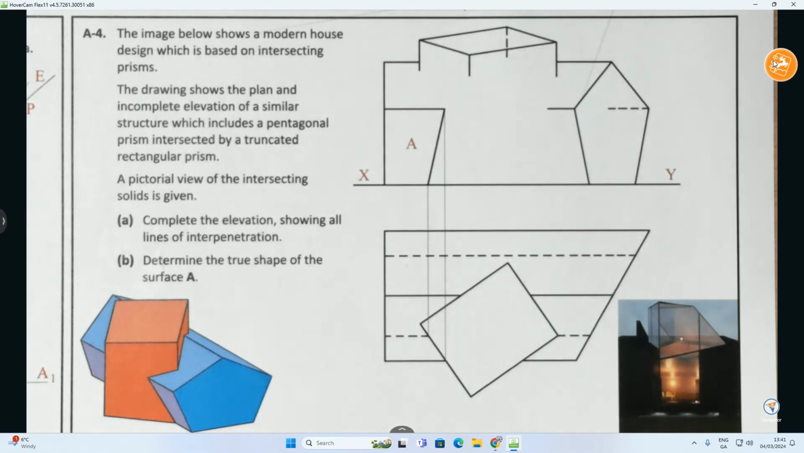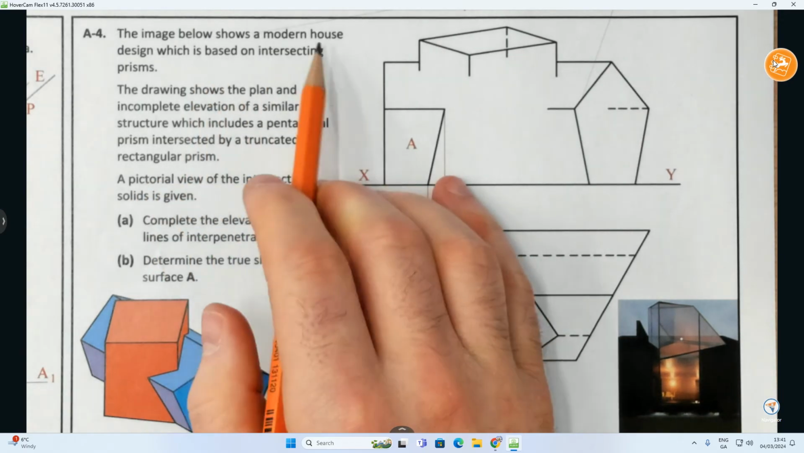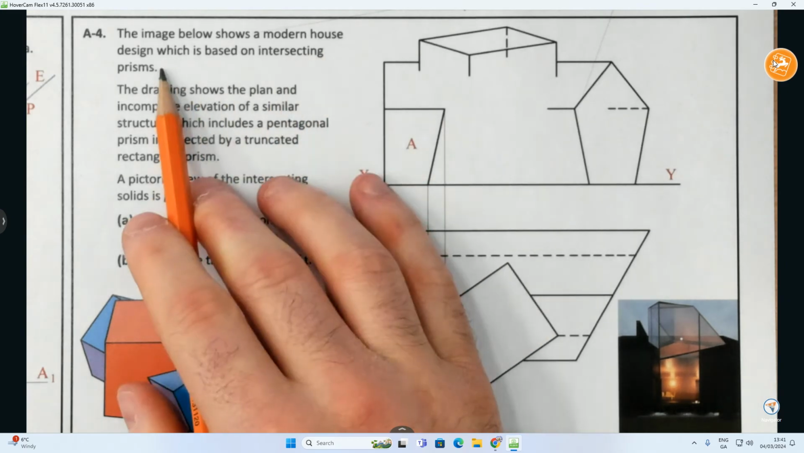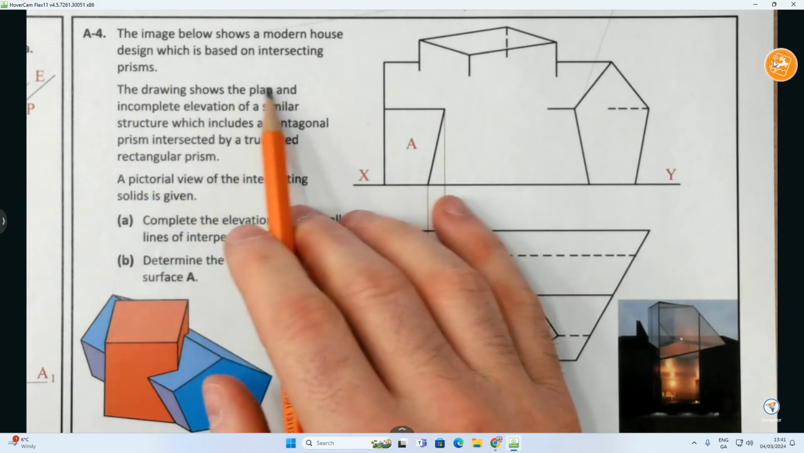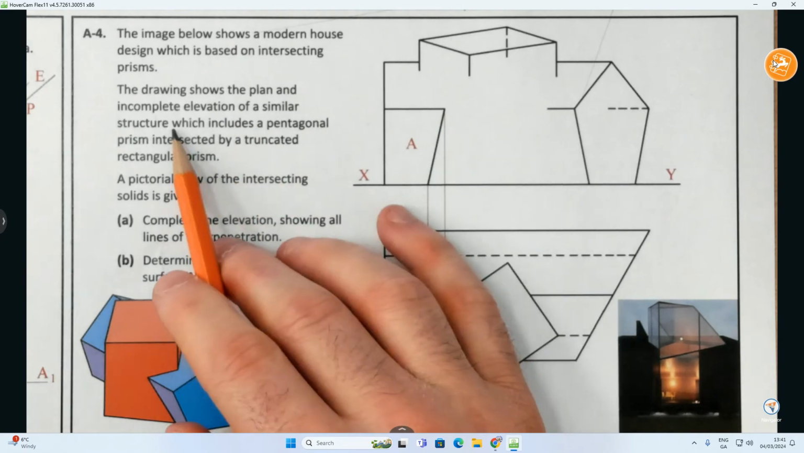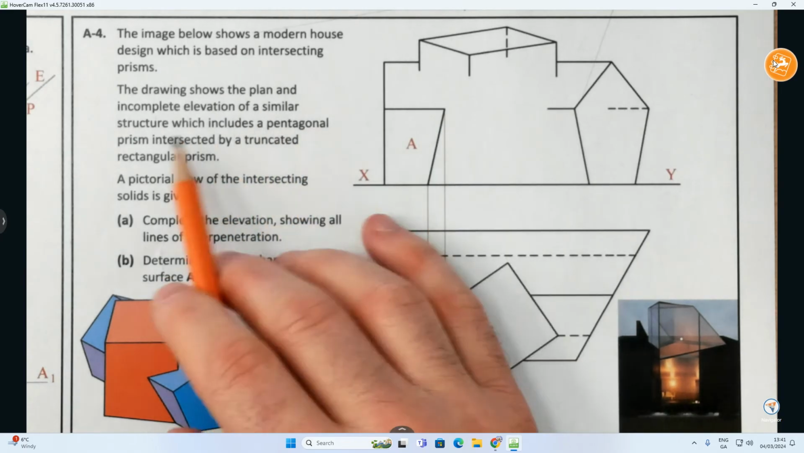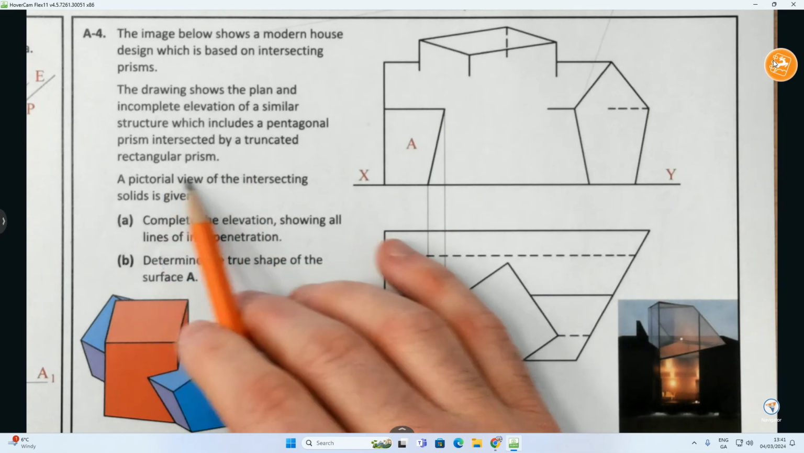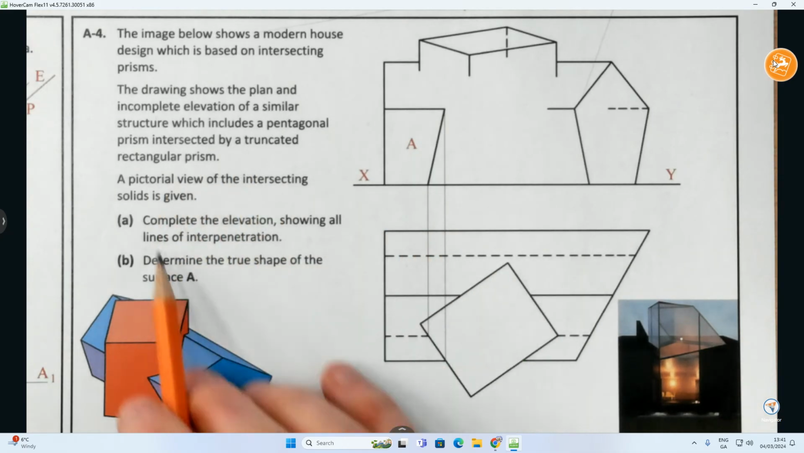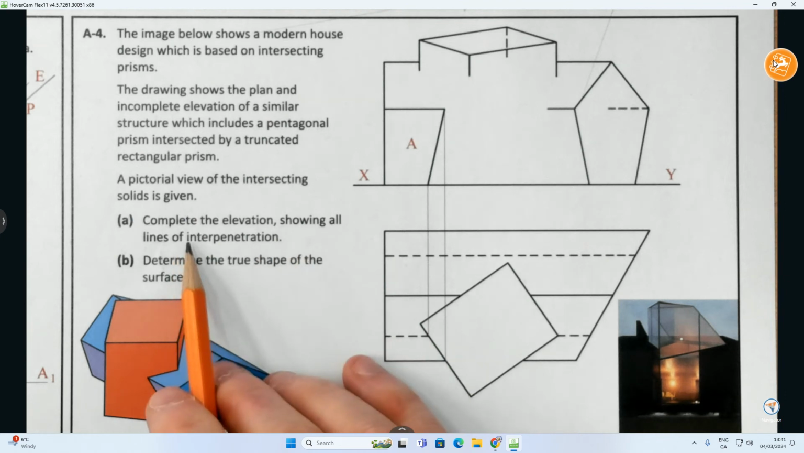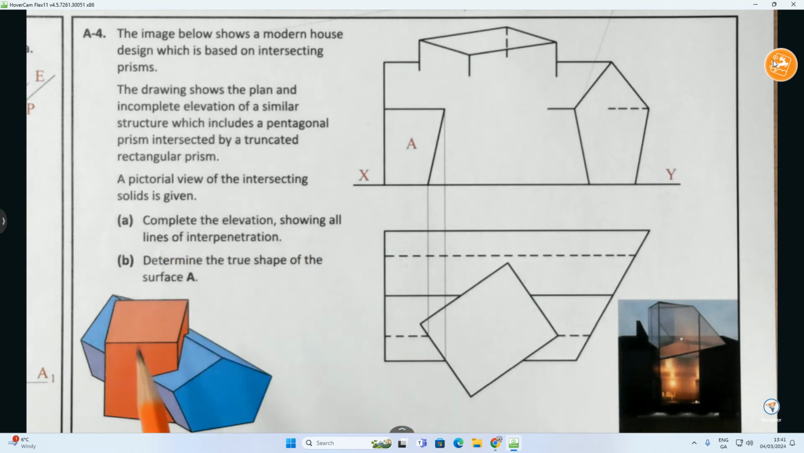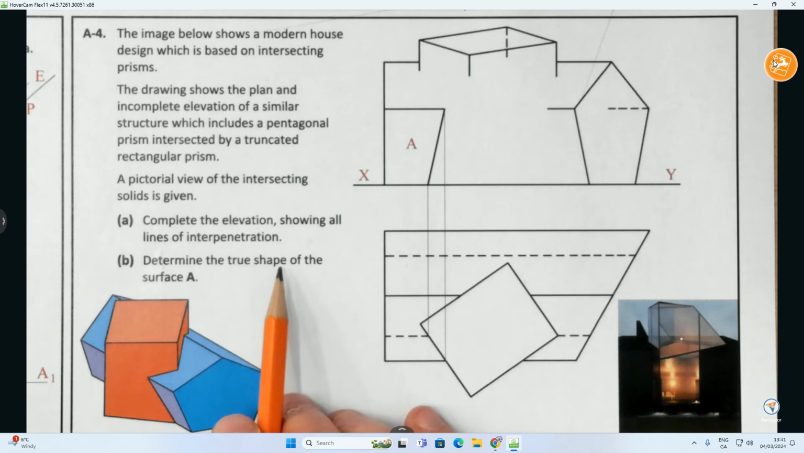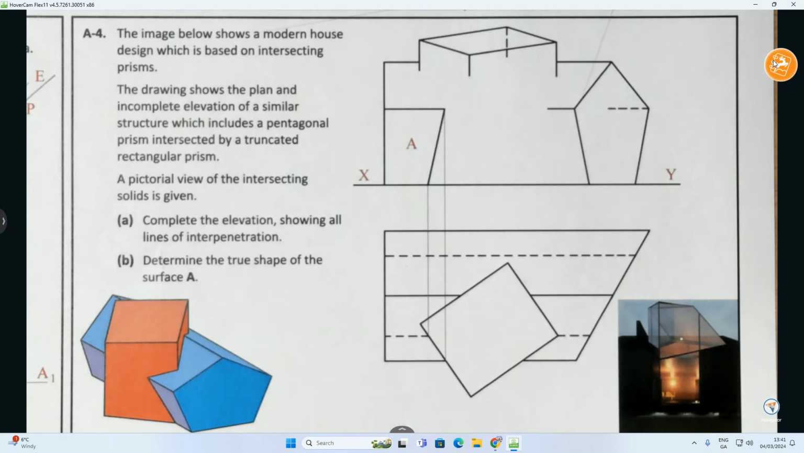Last question on the page from 2021. It says here, the image below shows a modern house design which is based on intersecting prisms. The drawing shows the plan and incomplete elevation of a similar structure which includes a pentagonal prism intersected by a truncated rectangular prism. A pictorial view of the intersecting solids is given. We've got that. Part A, complete the elevation showing all lines of interpenetration, and part B, determine the true shape of surface A. Okay, so we're going to get the lines of interpenetration first.